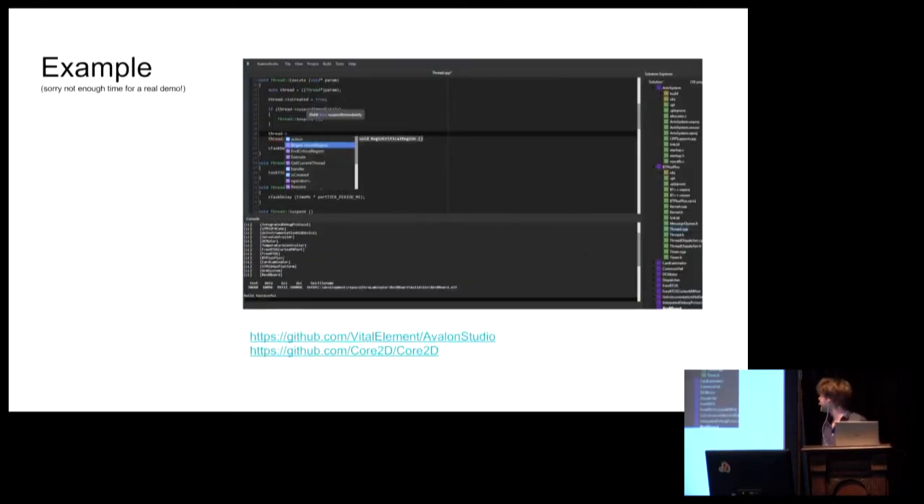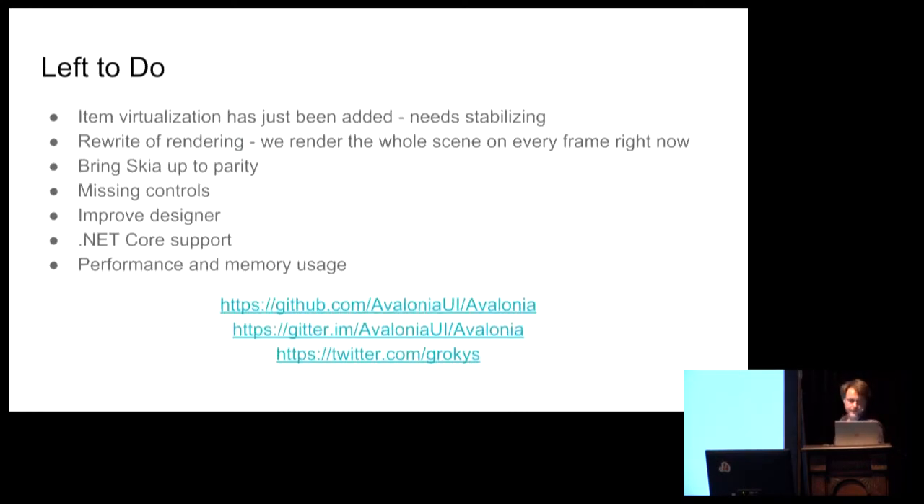Here's an example of something that someone's building, which is an IDE written in Avalonia. And even despite the alpha state, they've managed to do quite a lot. There's also a drawing package called Core2D, which is reasonably far along. So people are actually building stuff with it at the moment, even though there's quite a lot left to do.